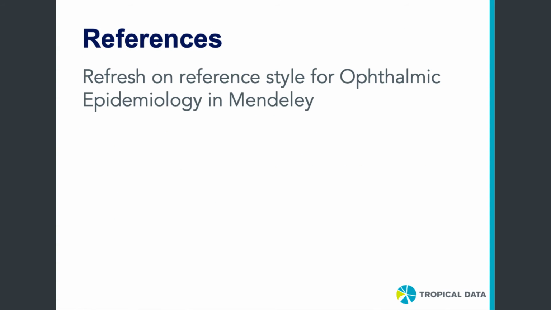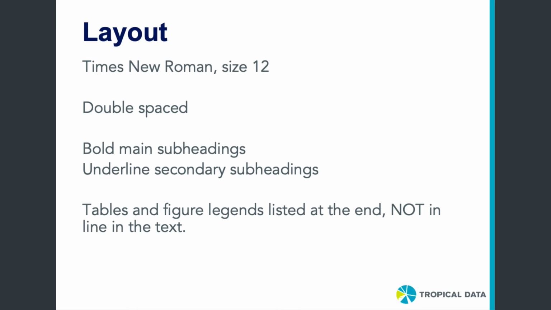When using the reference manager Mendeley, you can refresh using the reference style for Ophthalmic Epidemiology. For this particular journal, the layout guidelines are Times New Roman, size 12, double-spaced, bold main subheadings, underline secondary subheadings, table and figure legends listed at the end, not in line with the text.